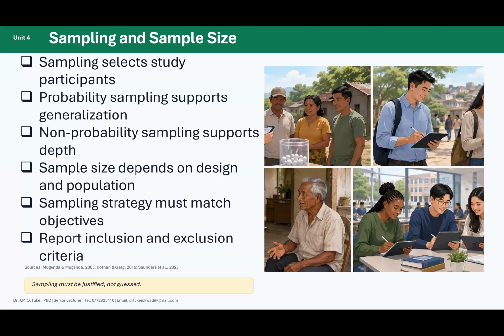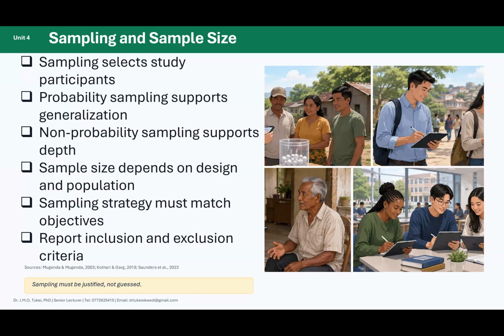And I want to give an example before engagement anyway. A health survey may use stratified sampling to represent different professional groups. A study of survivors of trafficking may use purposive and snowball approaches because the population is difficult to identify. I want to engage you therefore.